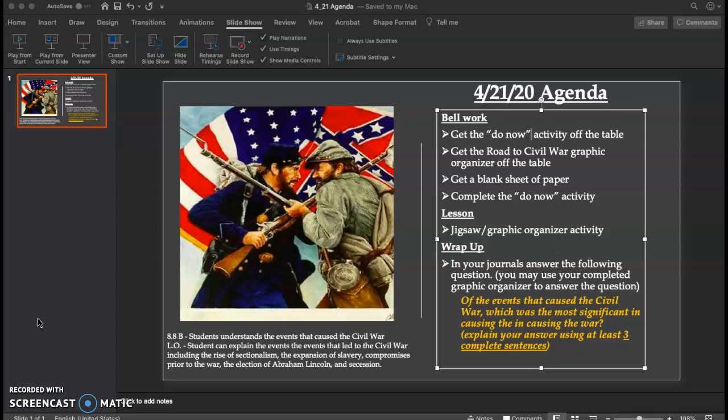So today's learning objective is you'll be able to explain what events led to the Civil War, including the rise of sectionalism, which you just defined, the expansion of slavery, compromises prior to the war, the election of Abraham Lincoln, and secession.